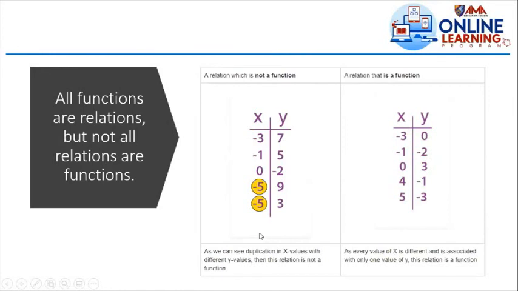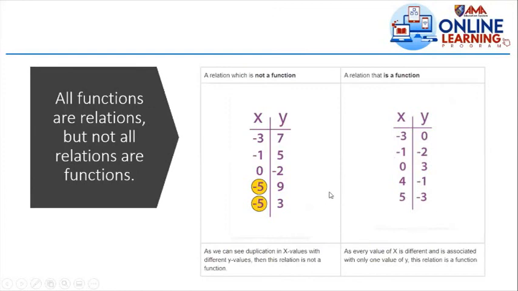Okay, relation lang ito siya. Ito naman, this is a function since every value of x is different and is associated with only one value of y. This relation is a function. So as what you can see here, walang duplication kay x. And then lahat din naman ng values ni y are unique. Okay, so this is now a function.